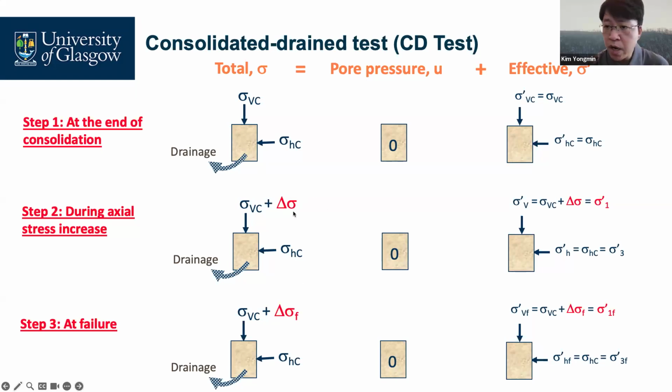And then we apply the deviator stress, delta sigma, and still our drainage valve is open, with zero pore pressure. And then this increment of stress, which is the deviator stress, becomes effective stress. At failure conditions, this turns to delta sigma F, where F stands for failure. Sigma prime 1, F, failure.